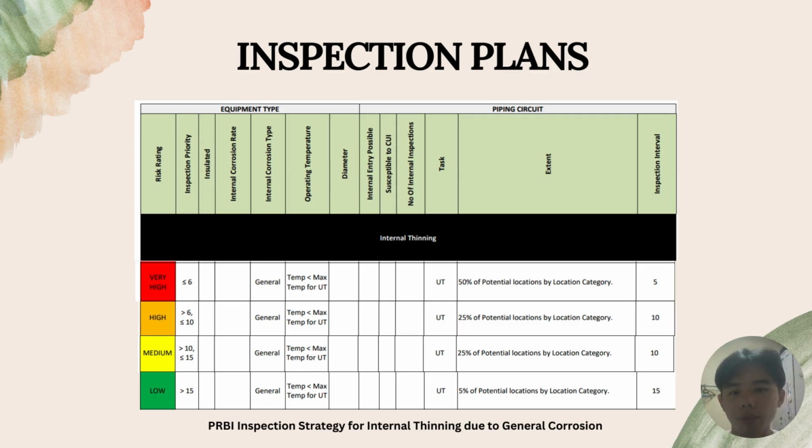But when the risk rating is very low, the inspection priority is also very low with a number larger than 15. Then the inspection extent is also smaller, which means that only 5% of the potential locations need to be inspected. Then the inspection interval for a low risk rating is also longer, meaning that the inspection needs to be carried out every 15 months only.